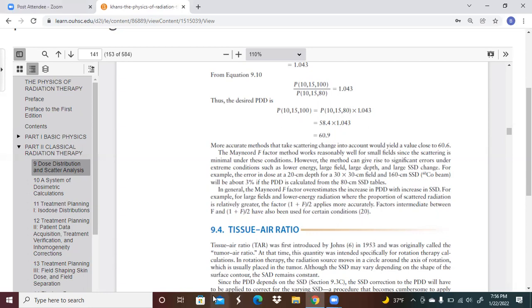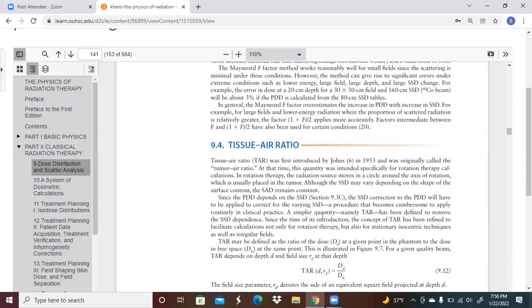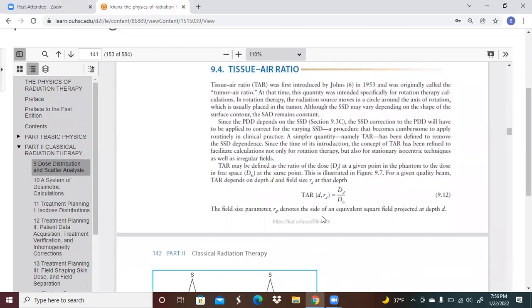Sometimes, in order to apply it more accurately, you're going to be looking at using factors somewhere in between this particular value and the F Mayneord factor, or maybe this factor itself. So that is one method.